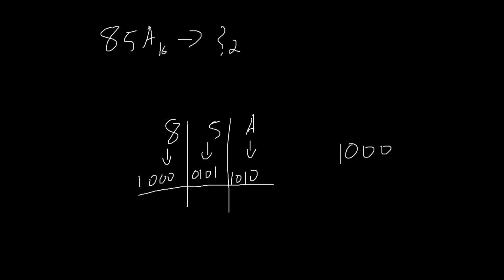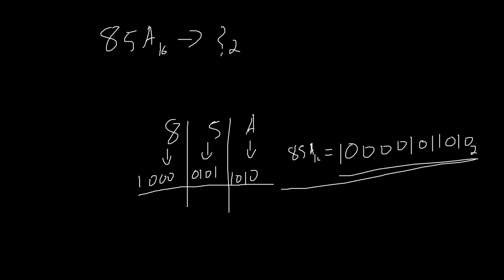So it's going to be 1000 0101 1010, base 2, equals 85A base 16. And that is how you go from hexadecimal to binary.